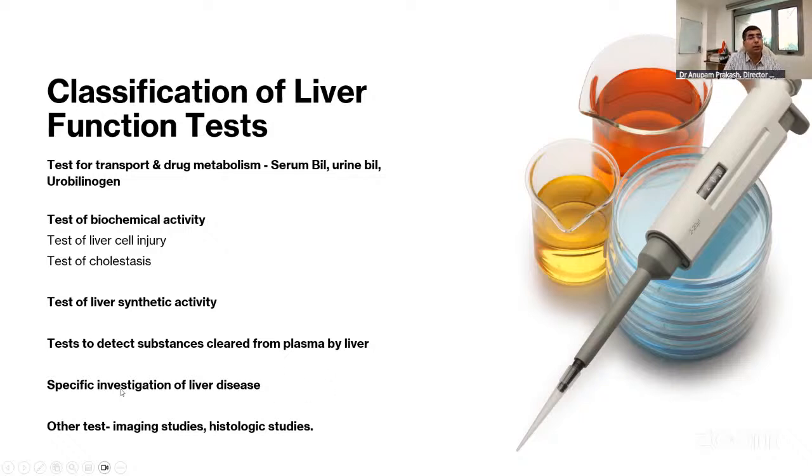So just some things. A specific investigation of liver disease. This is not a classical liver function test, but for completion's sake, I have also mentioned the imaging studies and histological studies. That is why I told you liver function tests are a misnomer, because there is no one test like the thyroid function test, where you have the TSH, T3, T4, which give you most of the thyroid functions. But for liver functions, for each metabolic component or each function of the liver, you will have a different test or a group of tests. So with that, I will move further.